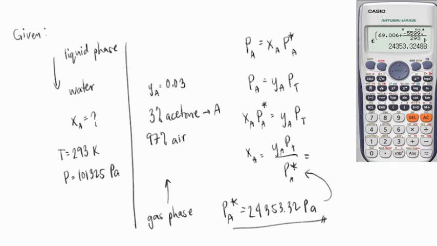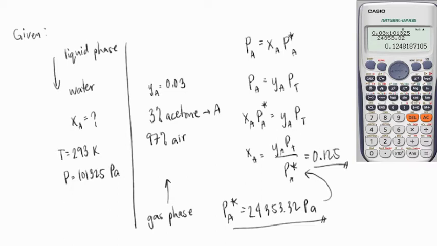We can now use this vapor pressure to substitute in our equation for mole fraction in the liquid phase. Substituting, we have Y sub A, that is 0.03. This is the mole fraction of acetone in the gas phase, multiplied by the total pressure, 101,325, divided by the vapor pressure, 24,353.32 pascals.